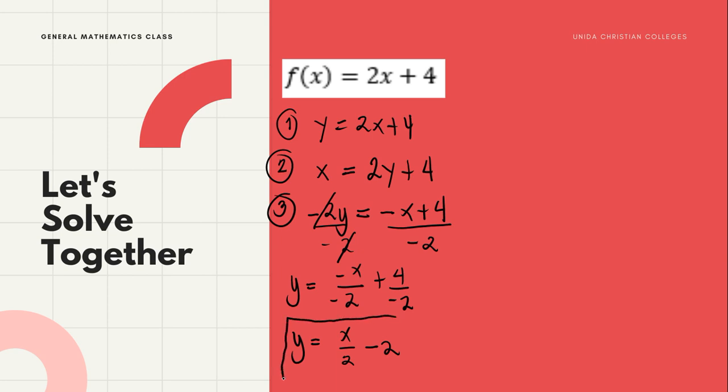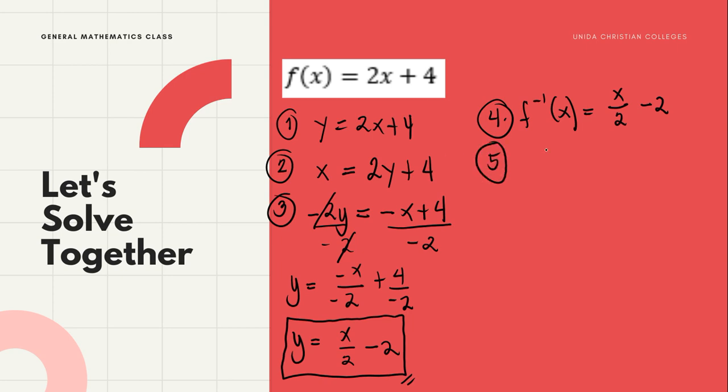So this will be your answer in step number 3. Okay, so we have x over 2 minus 2. And then step number 4, sabi sa step number 4, si y po re-replace mo lang as f of inverse of x is equal to, and then kopyahin yung nakuha natin na inverse niya, we have x over 2 minus 2. And last step is you will check.